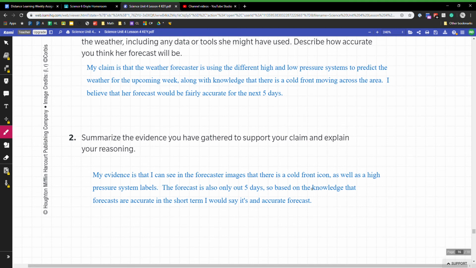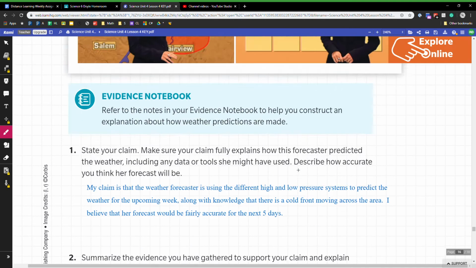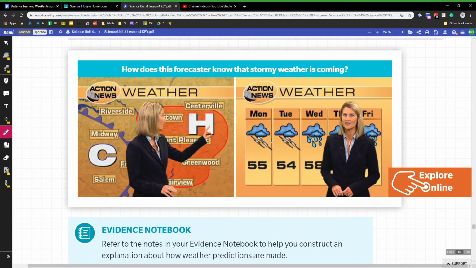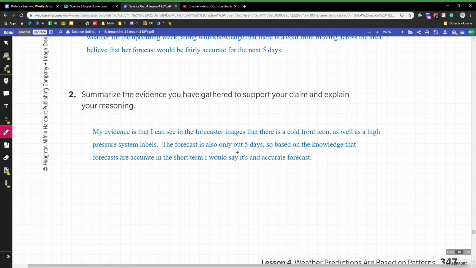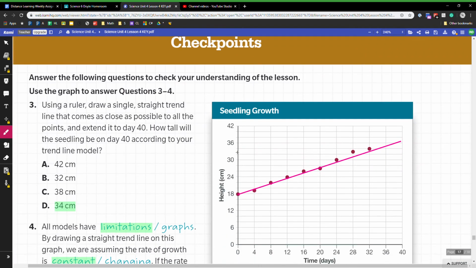And summarize evidence you've gathered to support my claim. So my evidence that I supported is I know that they're modeling things. So the farther out you model, the less accurate it's going to be. I see that she's using weather patterns over here, cold weather, hot weather, maybe pressure systems going on. So that's my evidence of how she's getting her forecast.